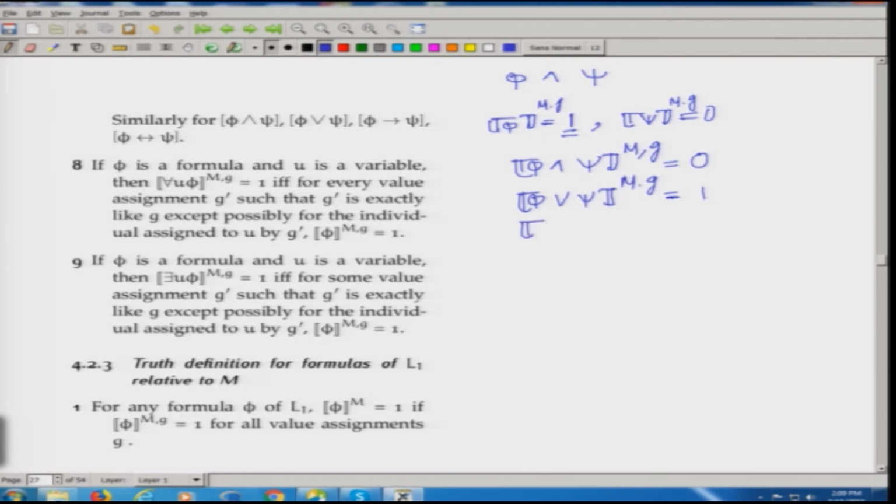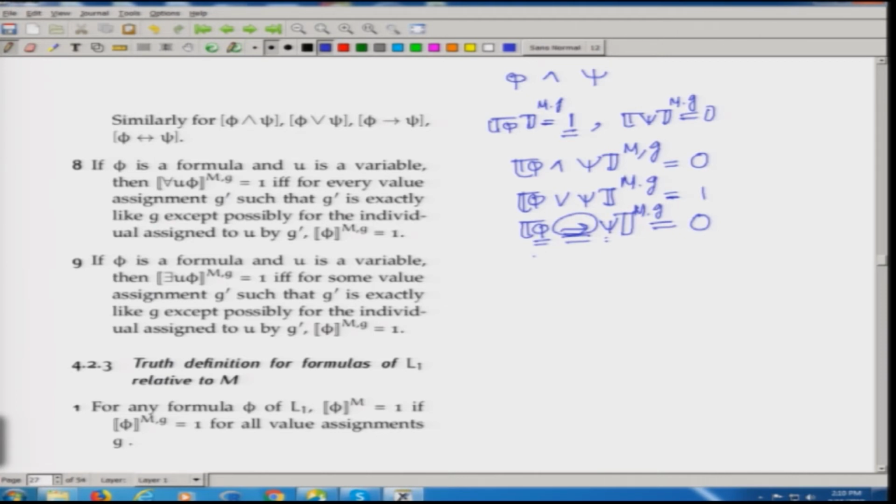What about phi implies xi? 1 0 always gives 0 when it comes to this sign. It is because 1 0 means this is happening while this is not happening. That means this is not possible. The if then relation does not hold between two such things. Therefore, this is 0.